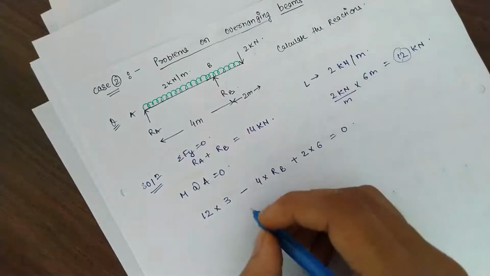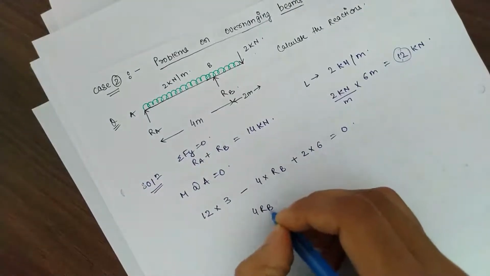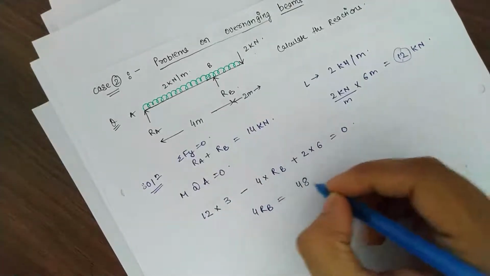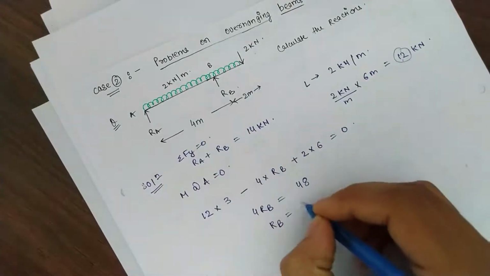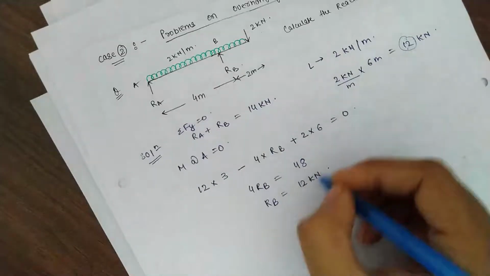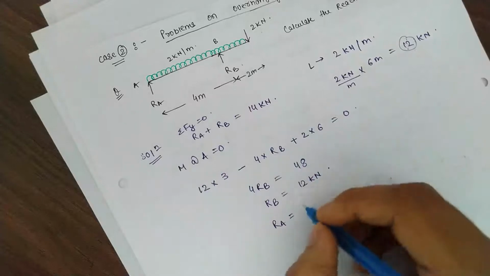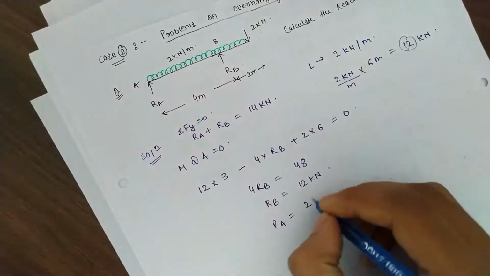Now we will be calculating the value of RB. So 4 RB is equal to 36 plus 12, which is 48. So RB will be 12 kilonewton and RA will be 14 minus 12, it will be 2 kilonewton.